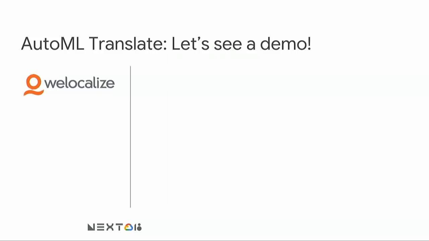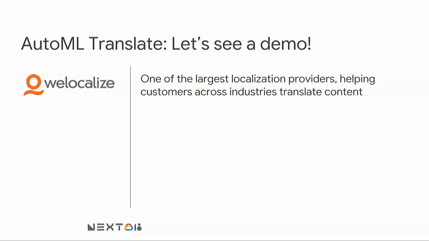To show you a demo, I'm going to use a dataset provided by one of our customers. Their name is WeLocalize. WeLocalize is one of the largest localization providers in the US, and they help their customers, which span many different industries, localize their content for global audiences. And so we're going to highlight datasets provided by two of their customers that they have experimented with AutoML Translate for. Those are OpenTable and Blackboard.